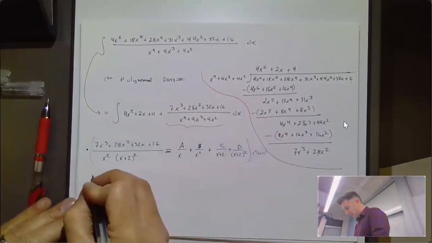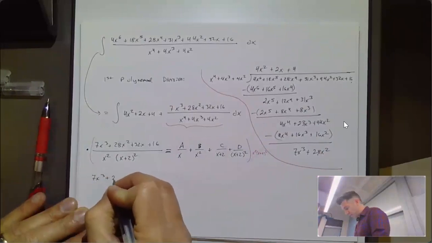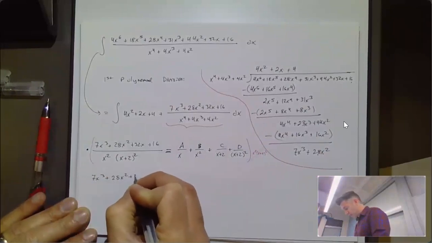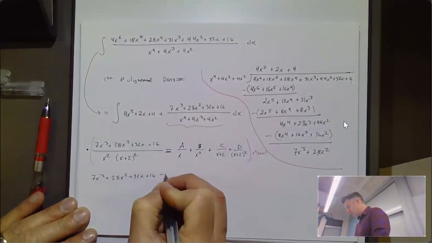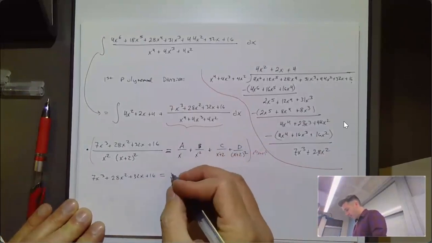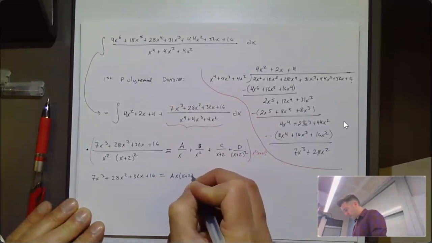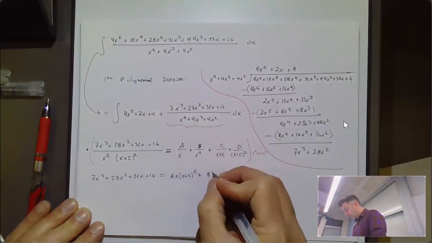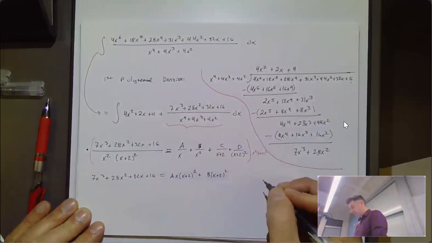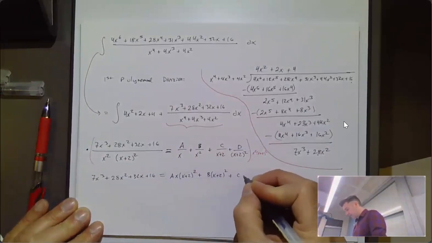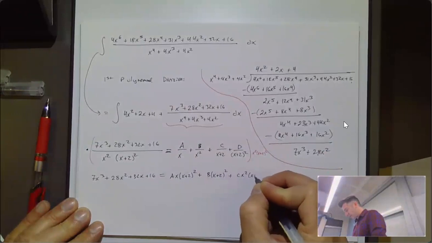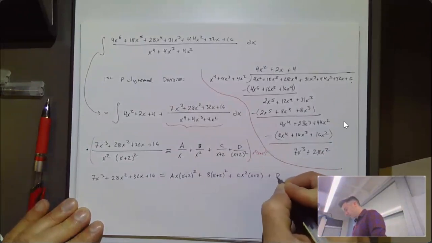So we're going to have 7x cubed plus 28x squared plus 32x plus 16 equal to, when I multiply this by A, one of the x's cancels and I get A times x plus 2 squared. I'm going to get B times x plus 2 squared because the x squareds cancel. I get C times x squared times one of the x plus 2's, and I get D times just x squared.